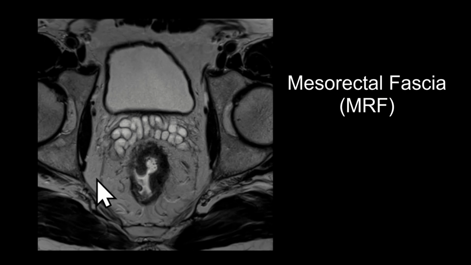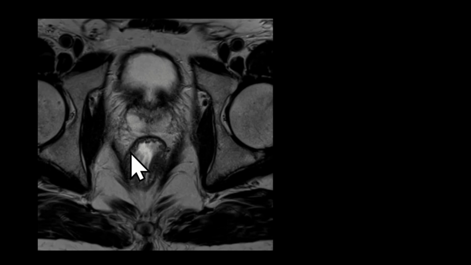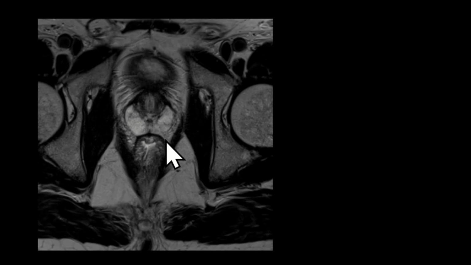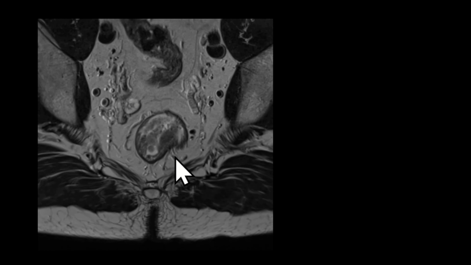Of course, tumor involving the MRF is bad. There's a higher chance of local recurrence, and it's a negative prognostic indicator. Notice that if I scroll inferiorly, the mesorectum is smaller, so there's less space before the mesorectal fascia is involved by tumor, so it's a little less forgiving in the low rectum.